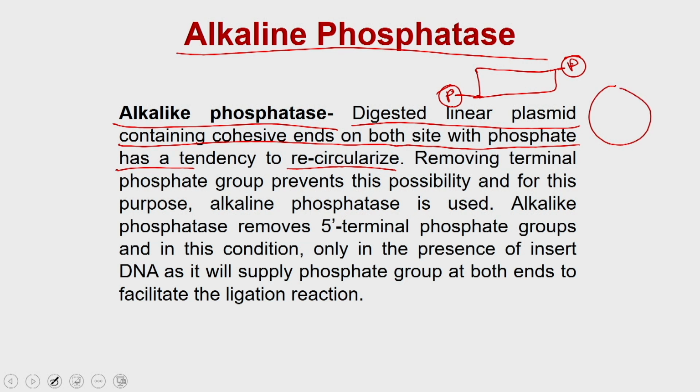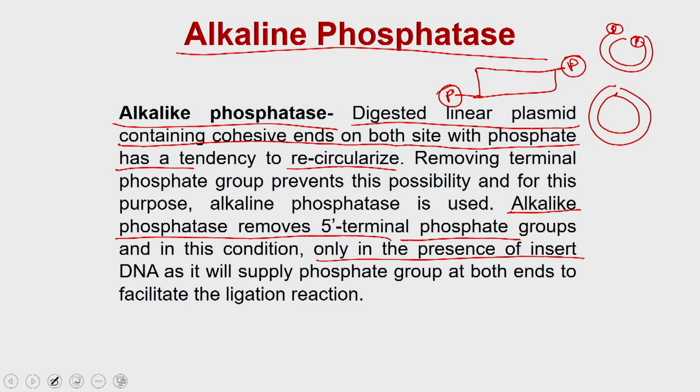So, you can imagine that if you have a plasmid like this, and if you have the phosphate on both sides, then this plasmid itself will recircularize and it will not allow the addition of the insert. So, what you can do is use an alkaline phosphatase, which is going to remove the 5 prime terminal phosphate group, and in those conditions only in the presence of insert DNA, which is going to provide the phosphate and OH both, it is going to facilitate the ligation reaction, and that is how you are going to get the clone.